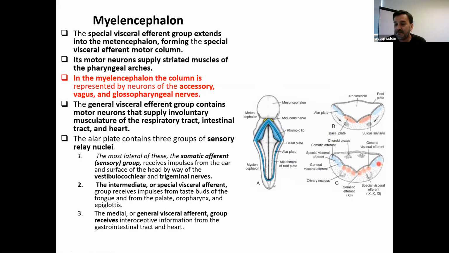Then you have the intermediate or the special visceral afferents. They receive impulses from the taste buds of the tongue, from the palate, and from the oropharynx. And then the most medial is the general visceral afferent group, which receives the pain and temperature as well as interoceptive impulses or information from the GI tract, like distension, general sensory information from the GI tract and the heart. So these are the three new sets of nuclei which are related with the alar plates.